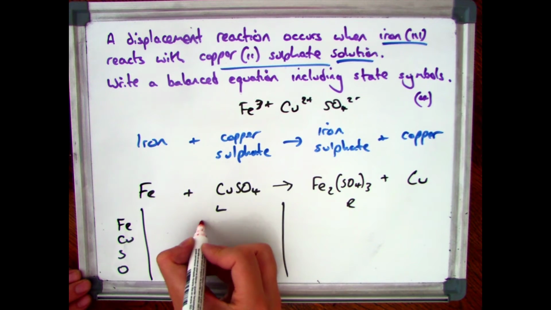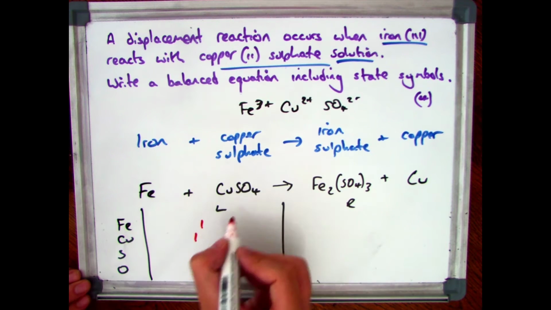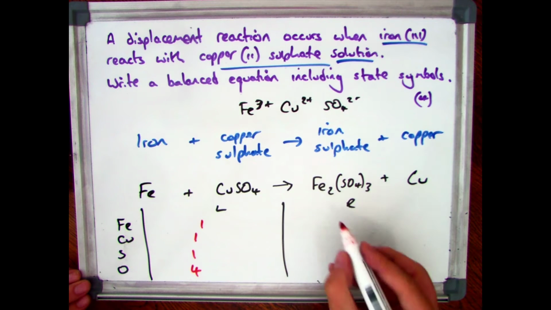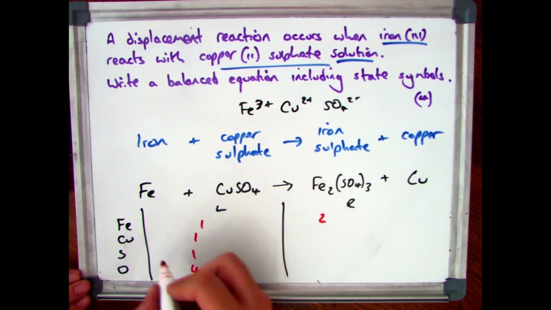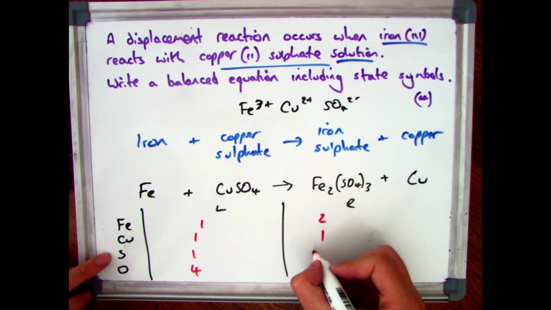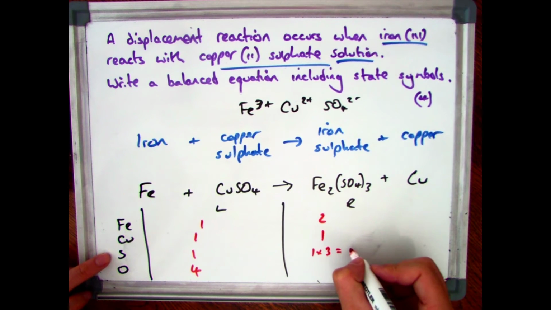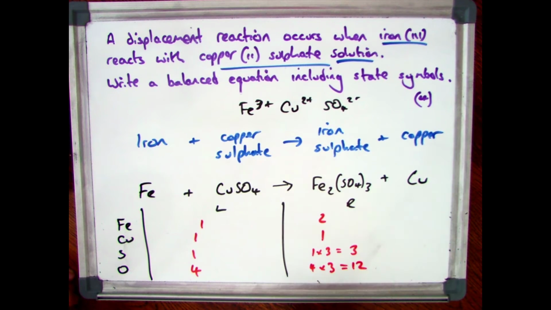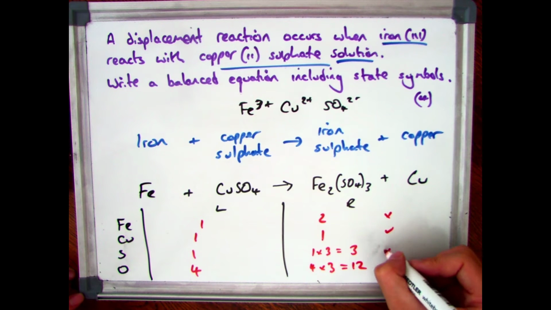So all that's left now is to balance. So I've got 1 Fe, 1 copper, 1 sulfur and 4 oxygens on the left. On the right I've got 2 Fes, 1 copper, 3 times 1 is 3 sulfurs, and 3 times 4 is 12 oxygens. Now again, you might think this is quite difficult, but don't worry too much about that.